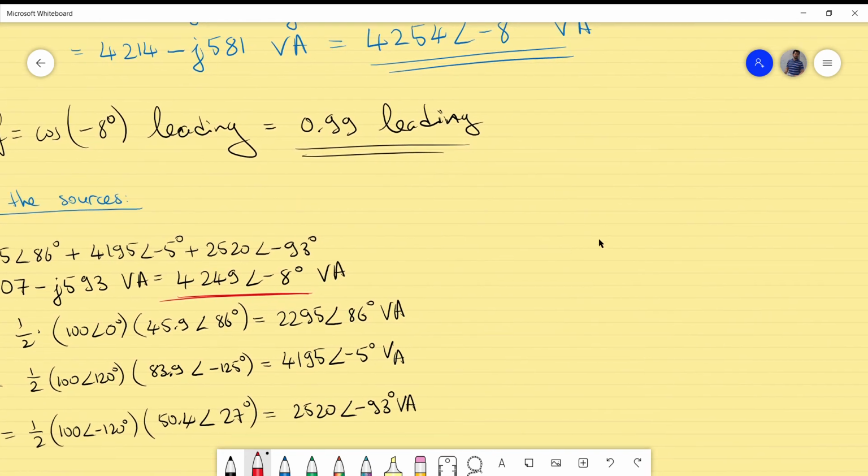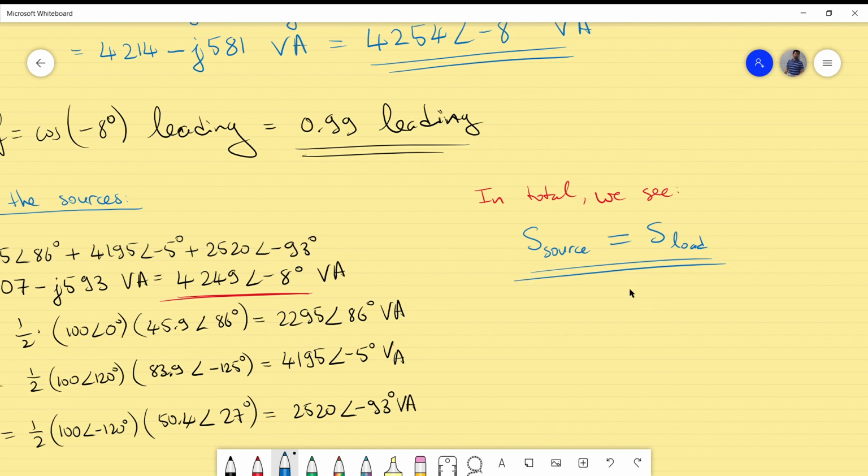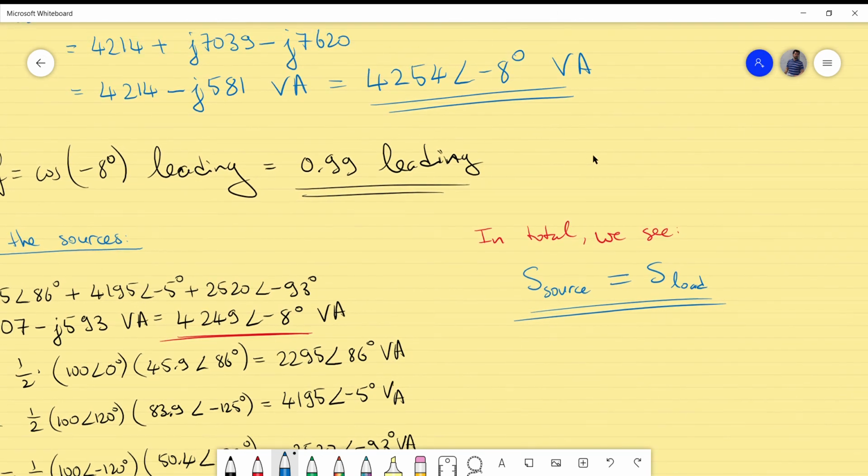So in total, what we have is the following. In effect, in total, we see S source, so I will write it down in blue. The S source will be equal to, or must be also equal to, S load. That's very interesting. So that's also very important. So you can actually make a check if you have, of course, no losses elsewhere in the transmission line or whatever. Now you will need to have the source apparent power equal to the load apparent power. That's actually for this lengthy example.